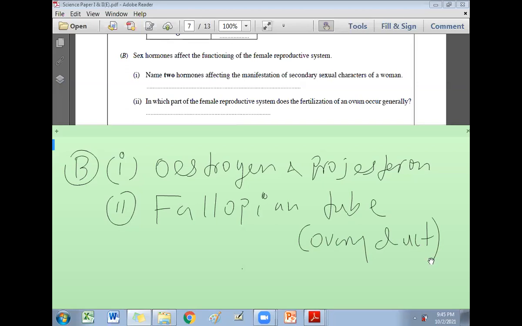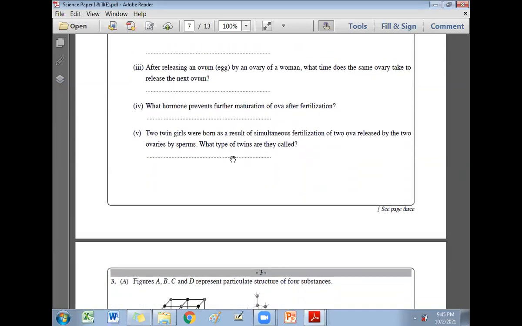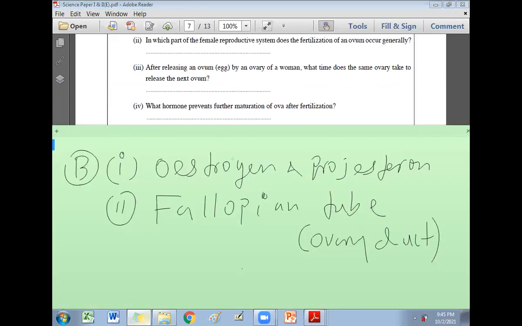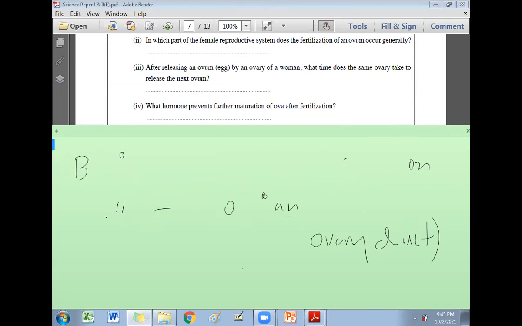Next one, part 3. After releasing the egg by one ovary, what is the time taken for the same ovary to release the next egg? It's a good question. You have to think. Okay, I'll draw a small diagram. I think most students mix this one up. Okay, I'll draw like this.